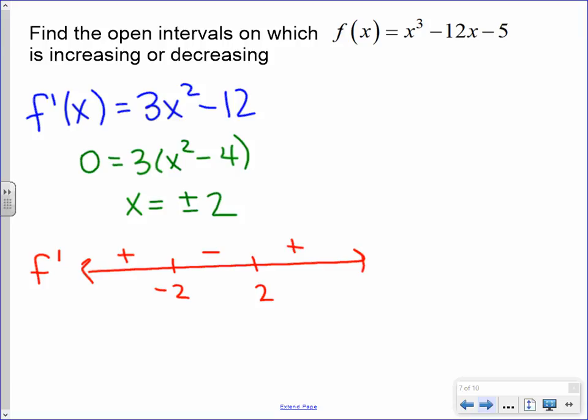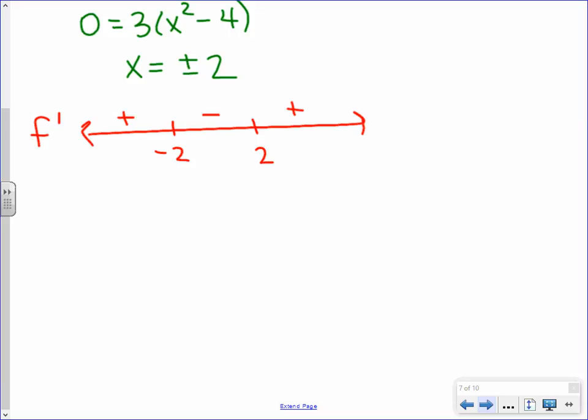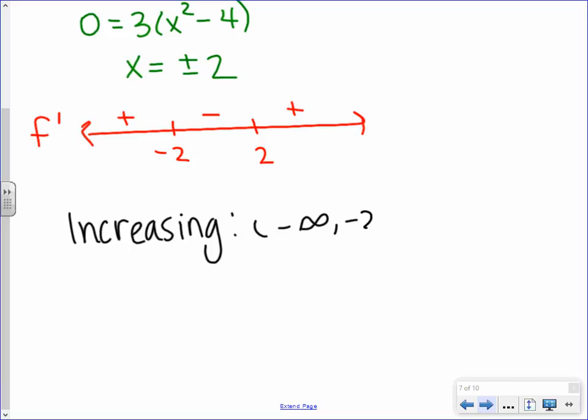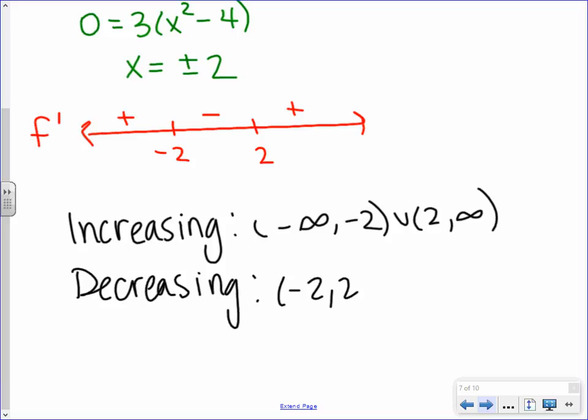Okay. Now, since our derivative is positive here and it's positive here, what does that mean about our function? It is increasing. So we can say that our function is increasing from -infinity to -2 and 2 to infinity. If our derivative is negative between -2 and 2, what does that mean about our function? It's decreasing. So our function is decreasing from -2 to 2.